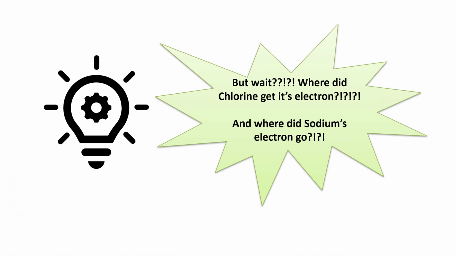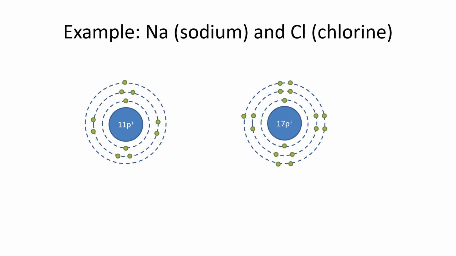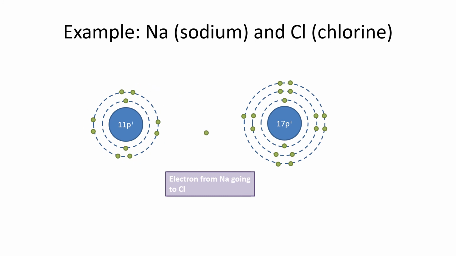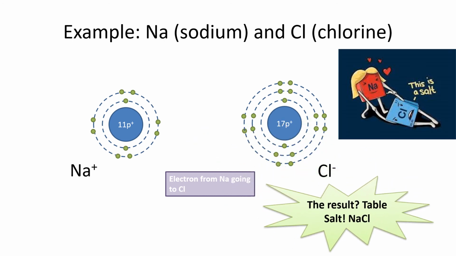So now, where did this mysterious electron that chlorine got come from? And on the flip side, where did sodium's electron go? So again, if I have sodium and I have chlorine, remember, sodium has 1 electron too many because it wants to get rid of this electron to have a full outer shell. Chlorine needs an electron to get a full outer shell. So the electron from sodium goes to chlorine. And this is how we form molecules. So our result is table salt.